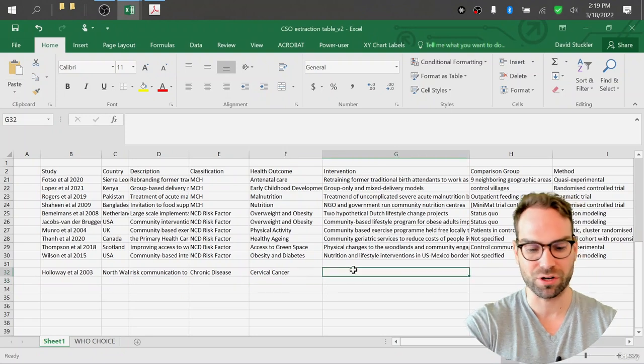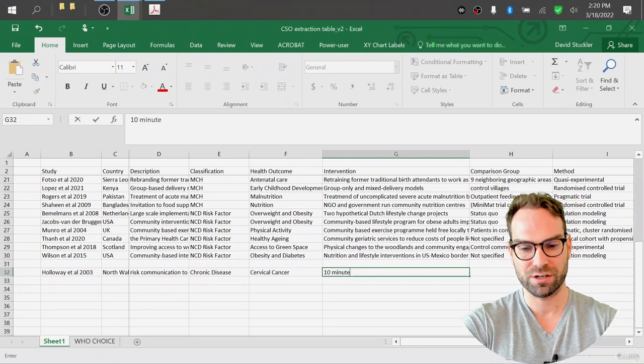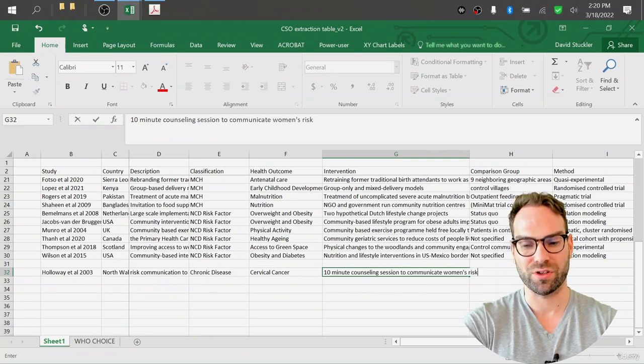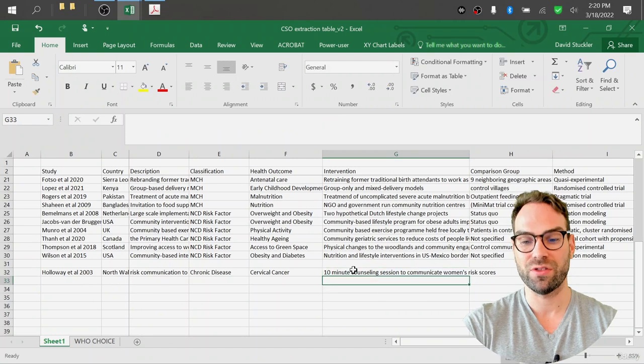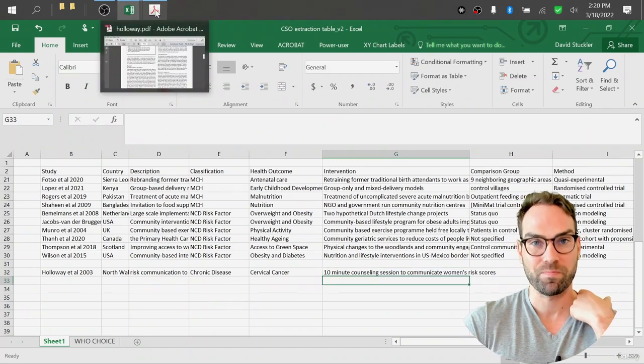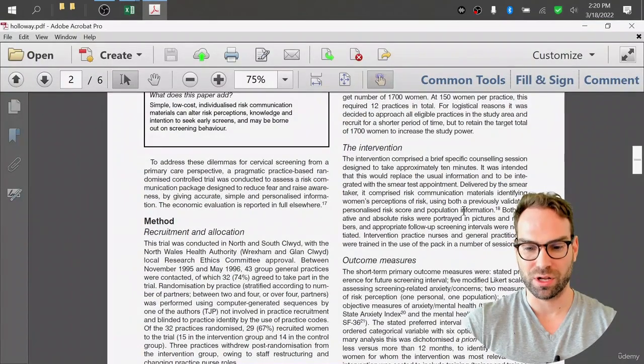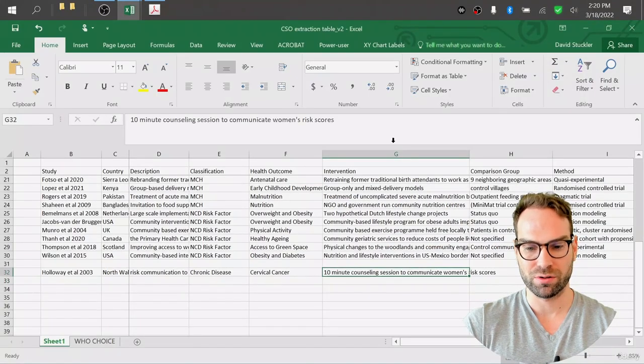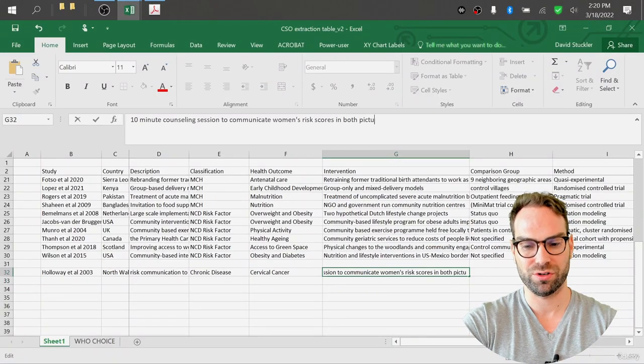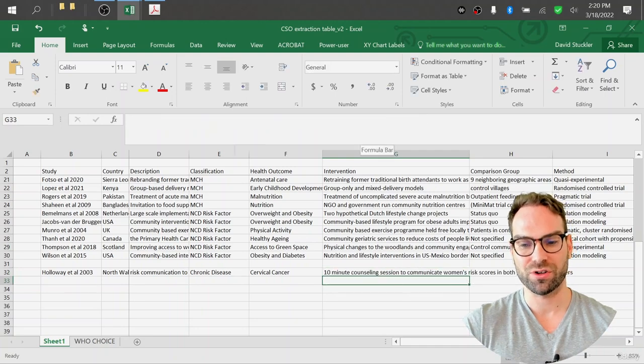So you're going to have to look at it. So a 10-minute counseling session to communicate risk to women. They identify the women's risk scores, and then they communicate that risk to the women. And they did it in both pictures and numbers. Okay, women's scores in both pictures and numbers. Okay, so those are important details.